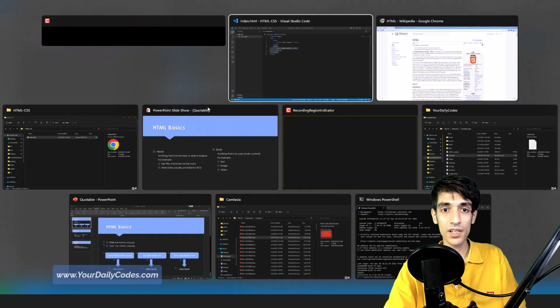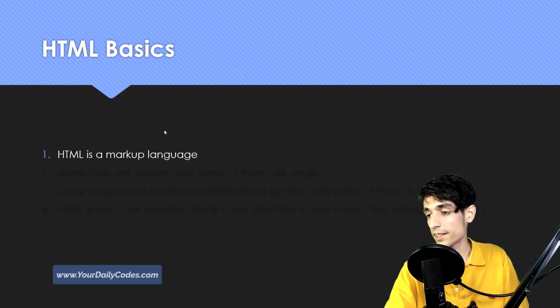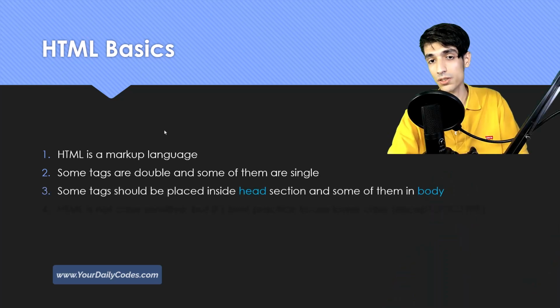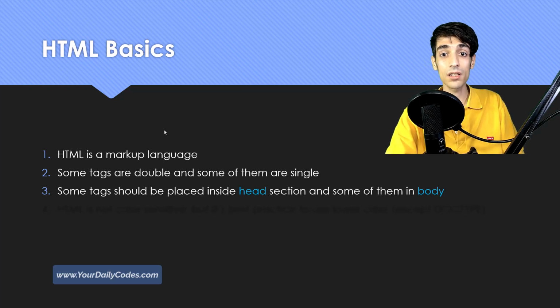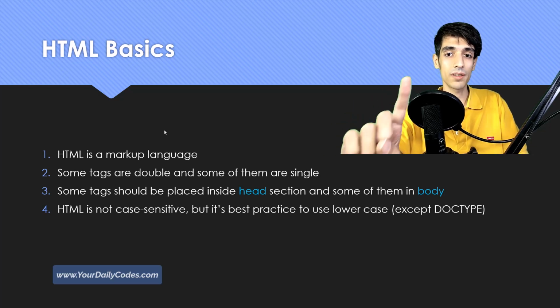So this is it. We can come back and sum up what we learned in this session. First of all, HTML is a markup language, and we now understand what we mean by markup language. We have tags and wrap the texts inside those tags, those double tags, of course. Some tags are double, some of them are single. Some tags should be placed inside head, some of them should be inside body. And the last thing is that HTML is not case sensitive, except for that one exception, doctype.